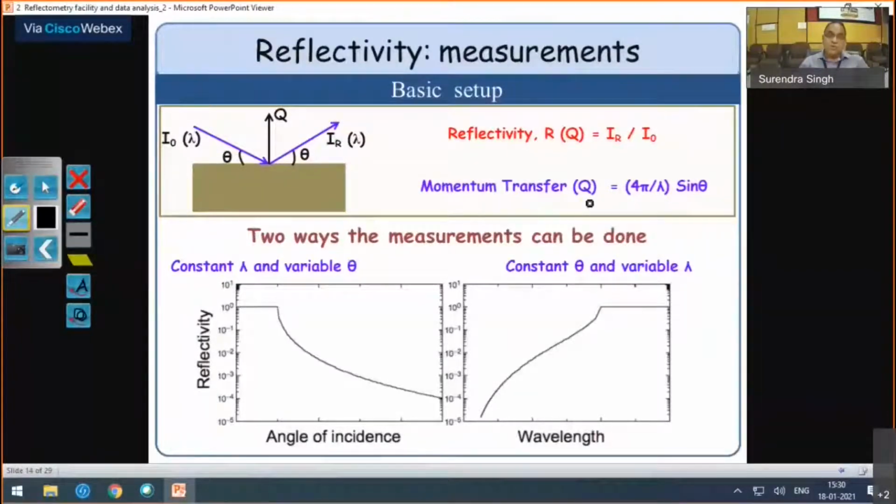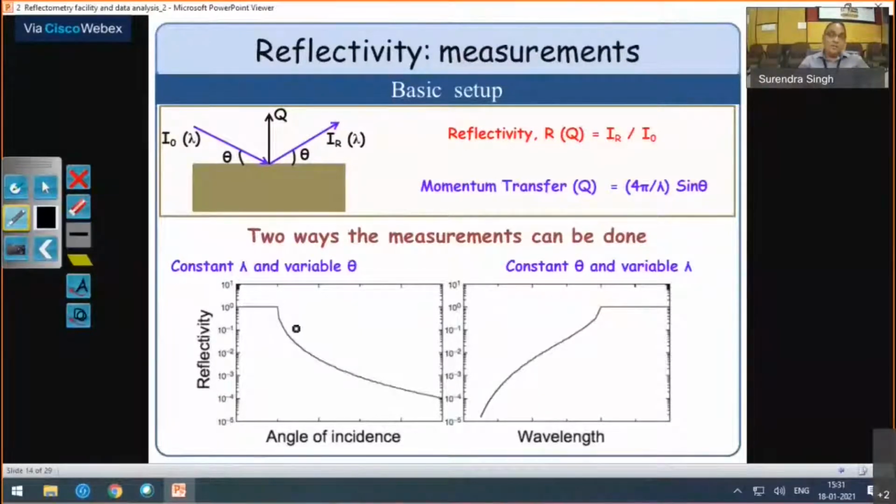Okay, so Q is nothing but 4 pi sine theta by lambda. Theta is the angle of incidence and lambda is the wavelength of the wave. So in principle, we can do these kinds of measurements in two ways. Here R is a function of Q, and Q is a function of lambda and theta. So we can either vary theta or vary lambda. That's why there are two types of measurements that can be done.